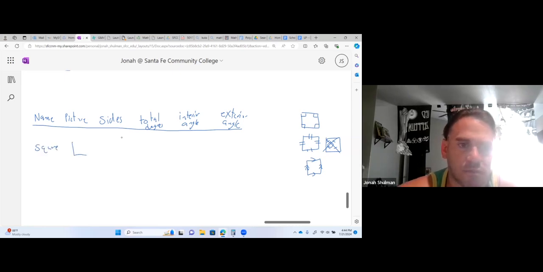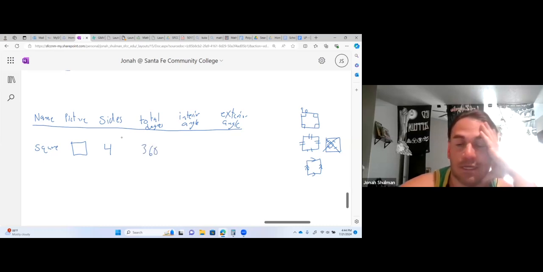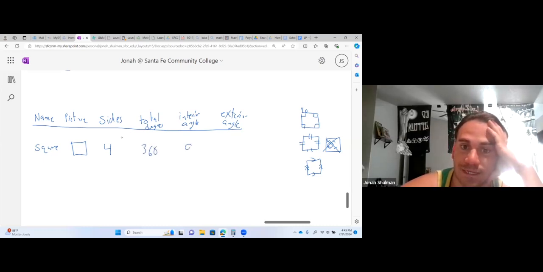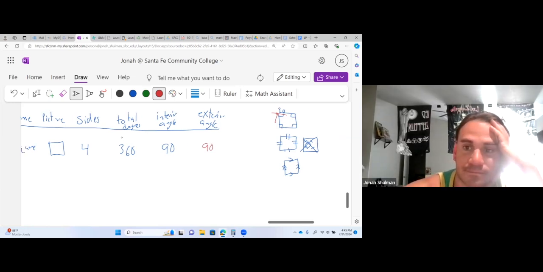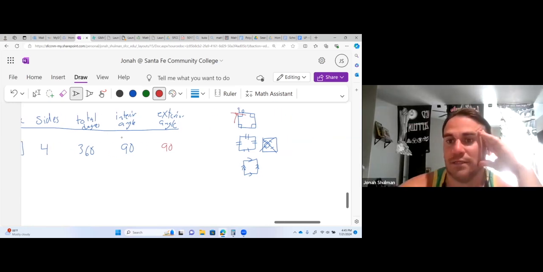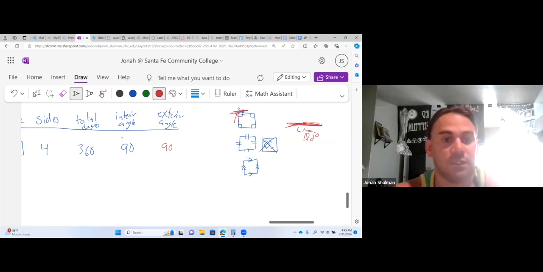Here's our picture. We know it has 4 sides. Total degrees is 90, 90, 90, 90. So that's 360. And an interior angle is what? 90. So if the interior angle is 90, the exterior angle on the outside is also 90. Because a straight line, or a linear angle, is always 180 degrees flat. That's what that means. So if the inside's 90, the outside has to be 90.